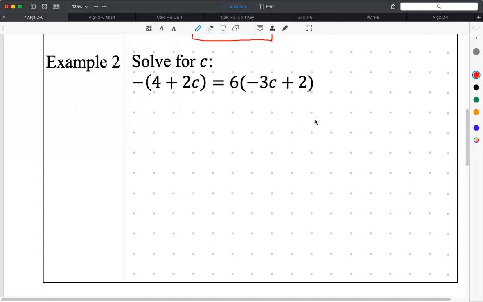All right, I assume that everyone's already copied down this problem because you guys were certainly already copied down number 3 before we started. So we have negative, and then in parentheses 4 plus 2c is equal to 6 times the quantity of negative 3c plus 2.